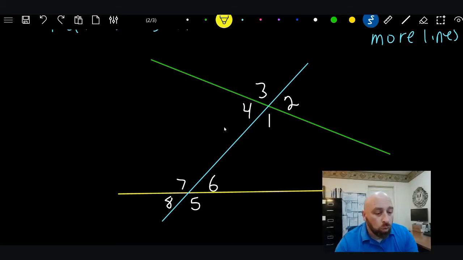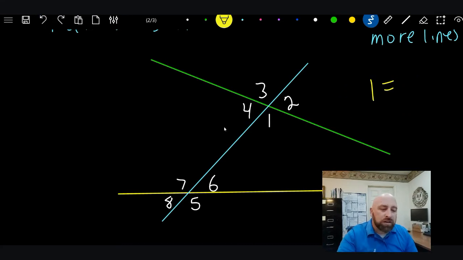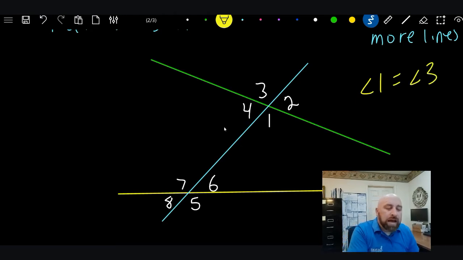Okay. 1 equals 3. Maybe that's the first time in math you've ever seen that 1 equals 3. Now, I should have written angle 1 equals angle 3, okay? So don't want to confuse you. Angle 1 equals angle 3. 1 does not equal 3, by the way. Angle 1 equals angle 3. Why? In a proof, let's say we're doing a proof. Why? What's the reason? Because they are vertical angles, and vertical angles are equal.